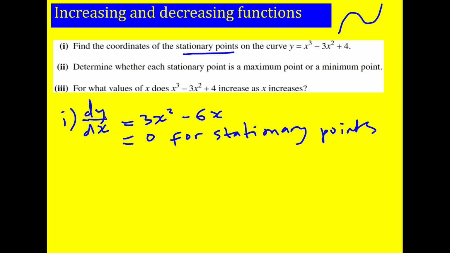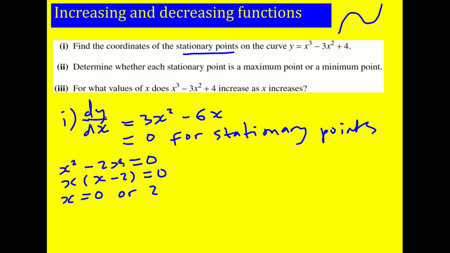Okay, so I can set this equal to 0. I can actually divide through by 3. That's going to be a good shout. x squared minus 2x equals 0. Factorize this, it's got a common factor of x. So x equals 0 or 2. And then y, if I put 0 back in, y is going to equal 4. Or if I substitute 2 back in, it'll be 8 minus 12 plus 4. It's actually going to be 0.